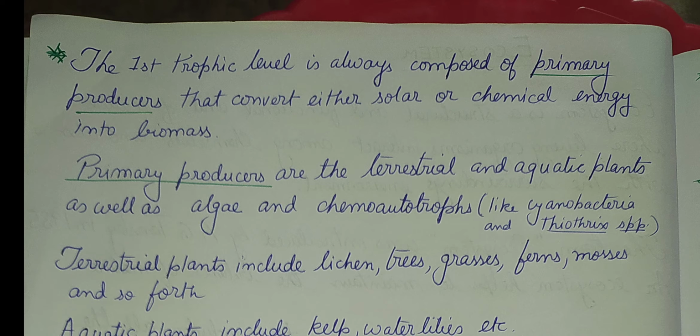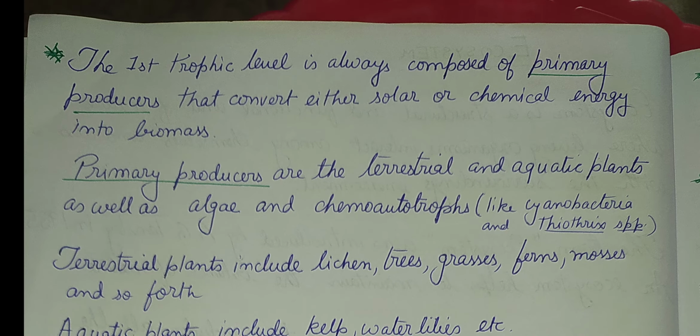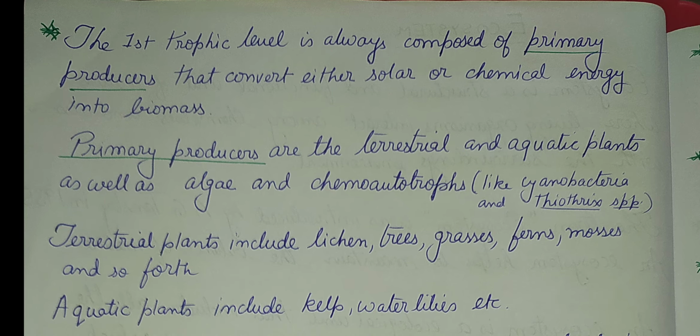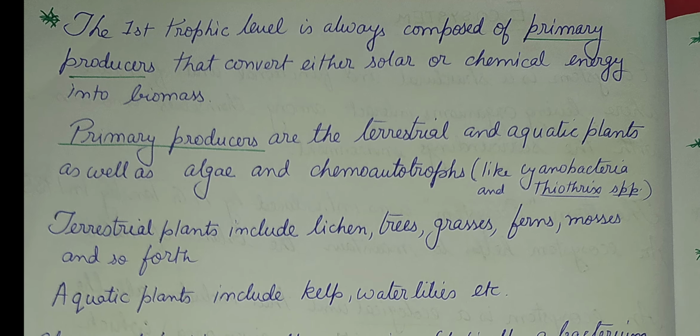So the first trophic level of that trophic structure is your primary producers, which convert the solar energy or chemical energy into biomass. Now, which organisms can convert this solar energy or chemical energy into biomass? We know they are the terrestrial and aquatic plants, trees, as well as some algae, and some chemoautotrophs are also there, like your cyanobacteria and thiotrix.